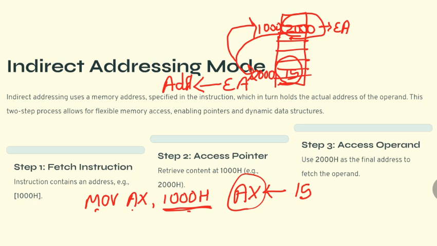In memory, the effective address is stored, so we are getting the data indirectly, not the direct one, so it's called indirect addressing mode. I hope you understood this indirect addressing mode.